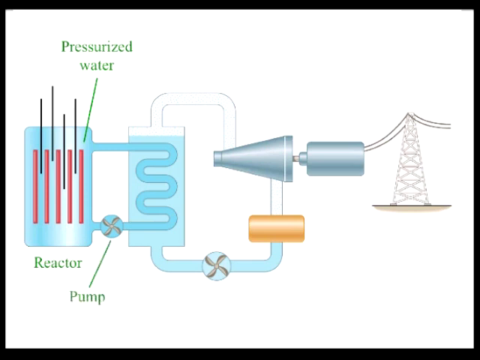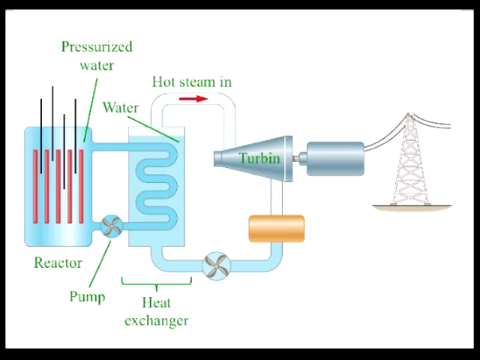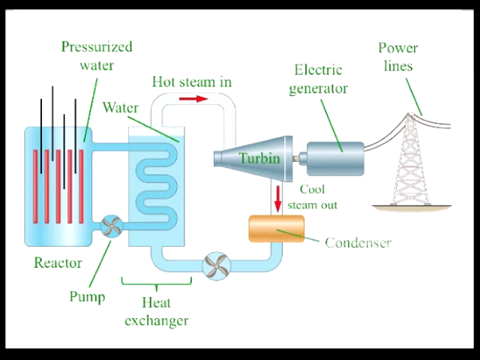The hot water is pumped through a heat exchanger, where heat is transferred to water flowing in a second closed system. The heat transferred to the second system produces steam that drives a turbine. The turbine is coupled to an electric generator, whose output electric power is delivered to consumers via high-voltage transmission lines. After exiting the turbine, the cooler steam is condensed back into water that is returned to the heat exchanger via a pump.